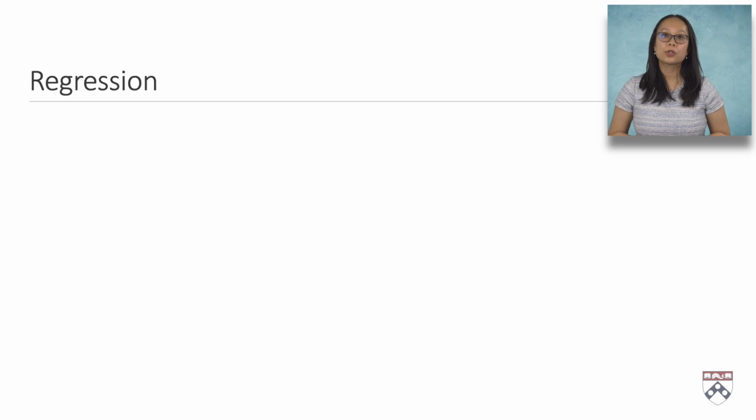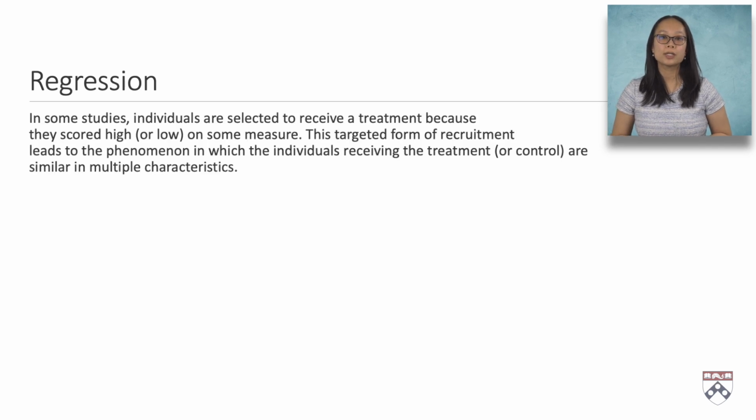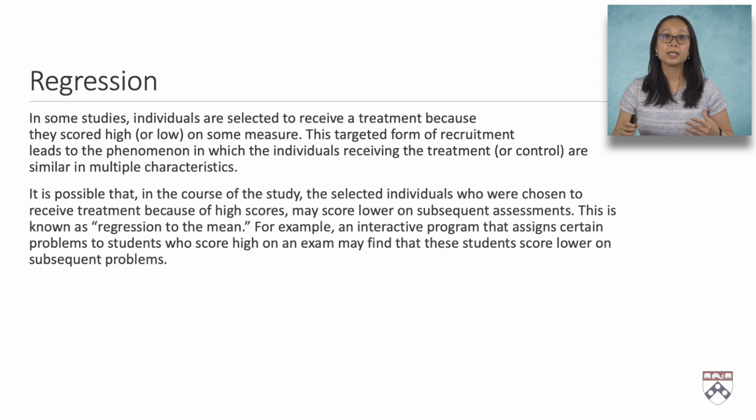Another threat refers to regression, where in some studies individuals are selected to receive a treatment because they scored high or low on some measure. And this form of targeted recruitment leads to the phenomenon known as regression, in which the individuals receiving the treatment or control are similar in multiple characteristics. And in particular, it's possible that in the course of the study, the selected individuals who are chosen to receive a treatment because of high scores, for example, may score lower on subsequent assessments.